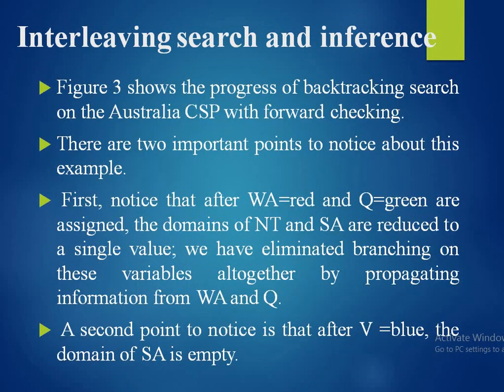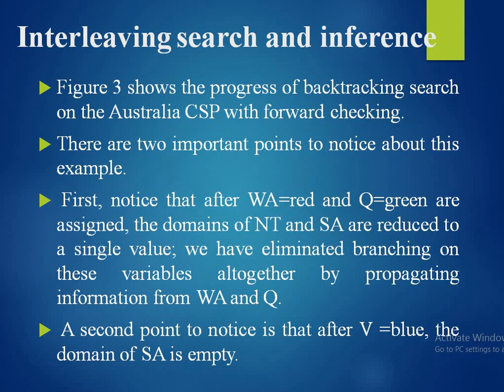The figure here shows the process of backtracking search on the Australia CSP with forward checking. There are two important points to notice about this example. First, notice that after WA is equal to red and Q is equal to green are assigned, the domains of NT and SA are reduced to a single value. So we have eliminated branching on these variables altogether by propagating information from WA and Q.